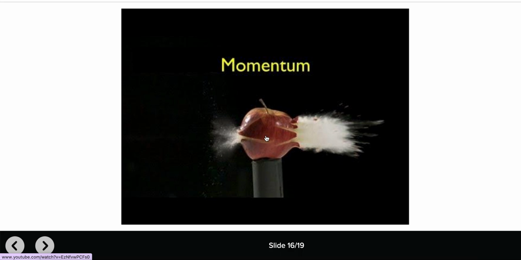And if you would like, you can Google or go on YouTube and look up a video on momentum, and it will go through everything we just talked about. It will talk about changing the mass and speed and how it impacts the velocity of an object and how it gains more momentum those ways.